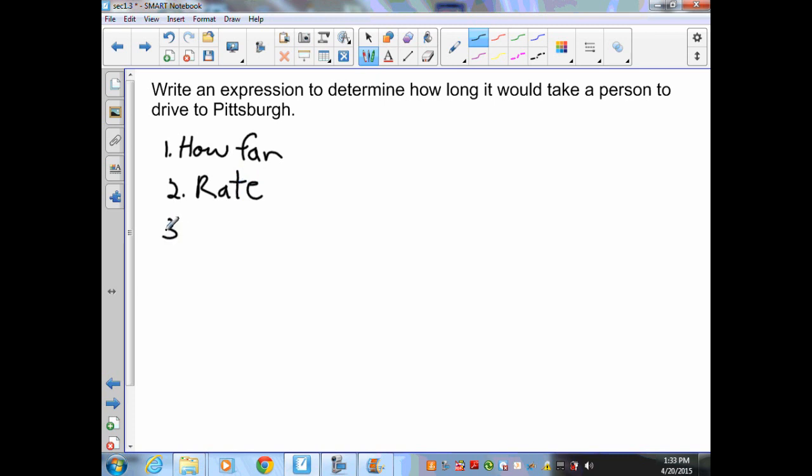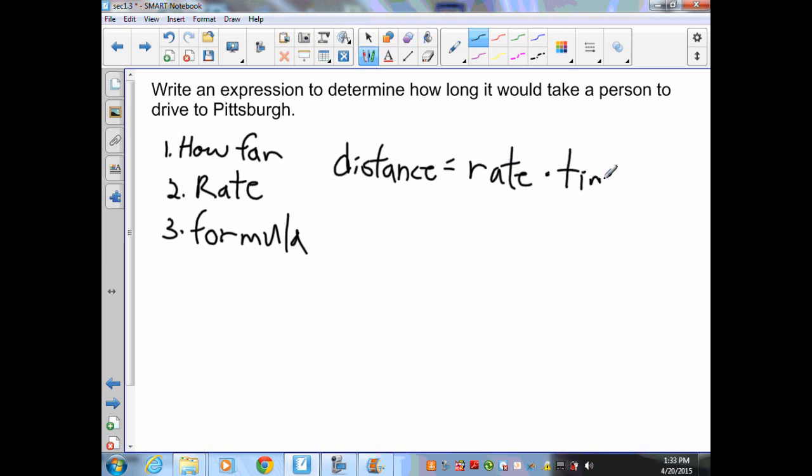And then 3, we need to have a formula that relates distance, rate, and also how long, time. Well, we just happen to have that formula. Distance equals rate times time. And therefore, that gives us D equals RT. Variables that represent D, distance, R, rate, and T, time.